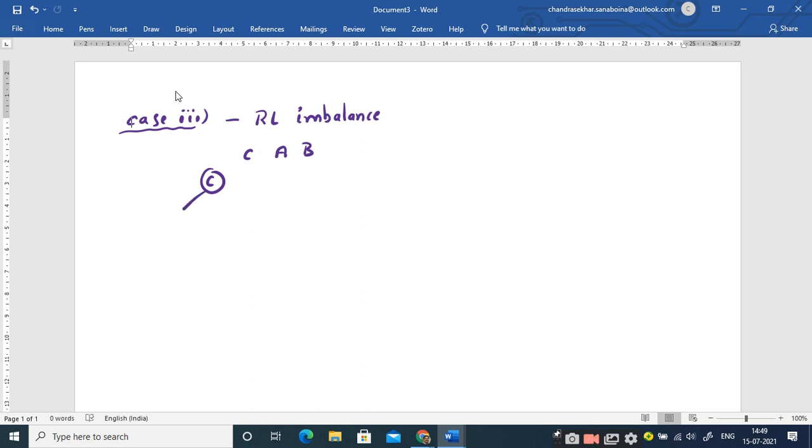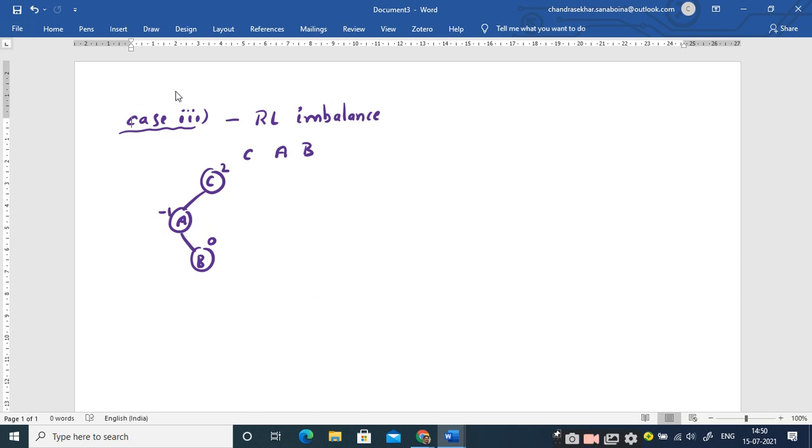So when I have this CAB as the sequence of nodes, I get the AVL tree like this. I am inserting a right child to the left child of C. Therefore, I will get RL imbalance, right? Is it clear up to this point? What are the balance factors I have here? B is 0. What about A? -1. This is -1 and this is 2, right?